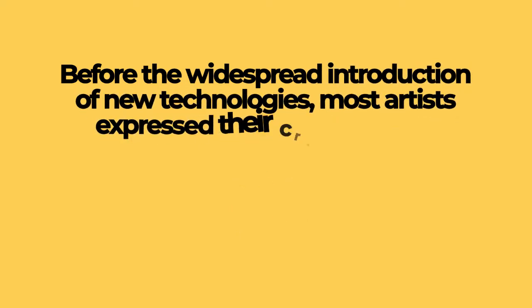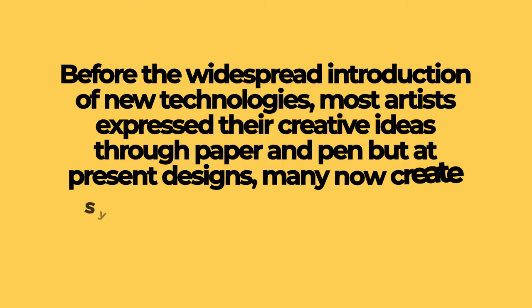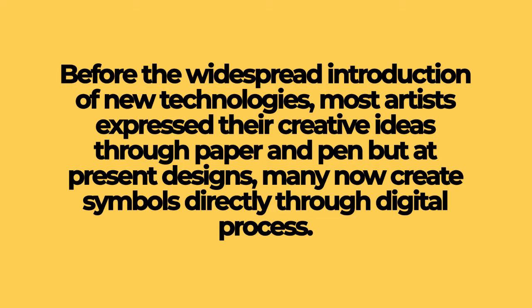You already learned from the previous lessons that before the widespread introduction of new technologies, most artists expressed their creative ideas through paper and pen, but at present, many now create designs directly through digital processes. Let us recall the important terms, elements, and principles of art, which will be very useful in cartoon character making. You will see jumbled letters on your TV screen. Read the sentences that follow, then arrange the jumbled letters to form the correct word.